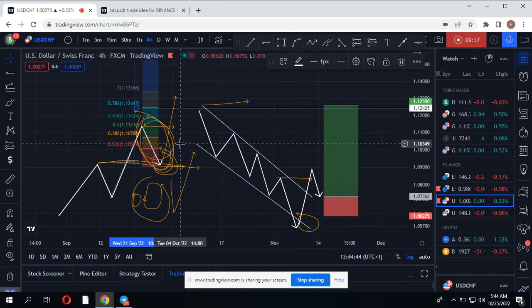So that is the essence of multiple time frame analysis. That is the essence of understanding market structure. If you understand market structure, then your accuracy will increase.